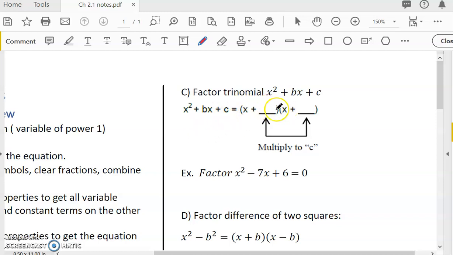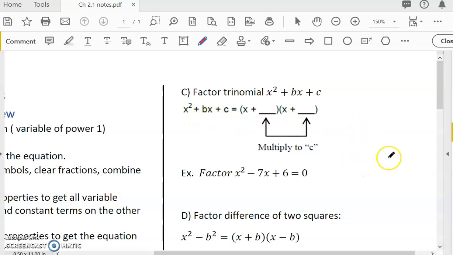So the problem is to find these two numbers. One thing we know is that when you multiply them, they must equal c. But there are so many numbers that multiply to equal c, so how would this be perfectly equal to the original three-term trinomial?